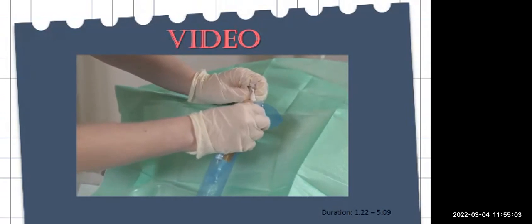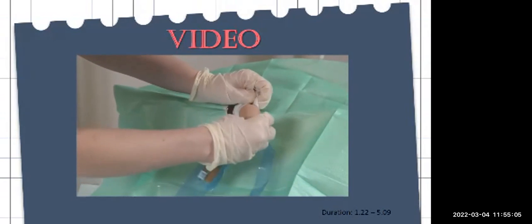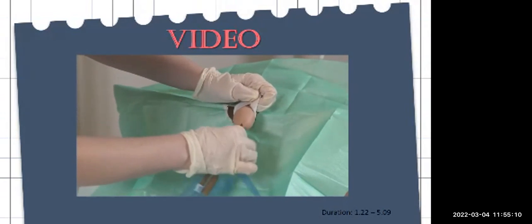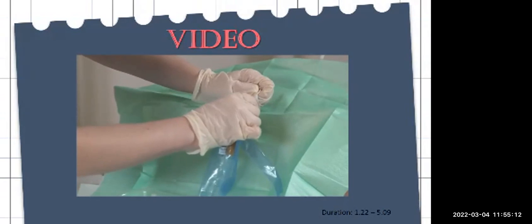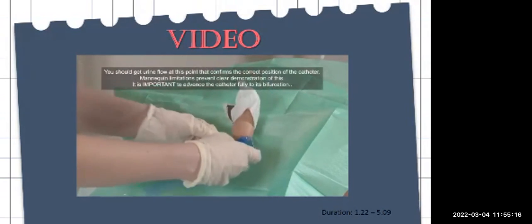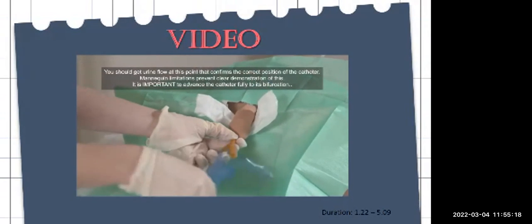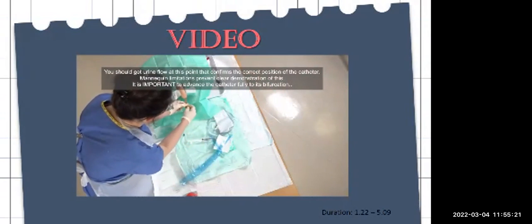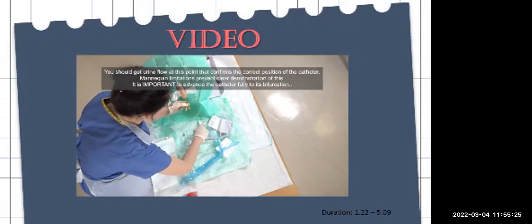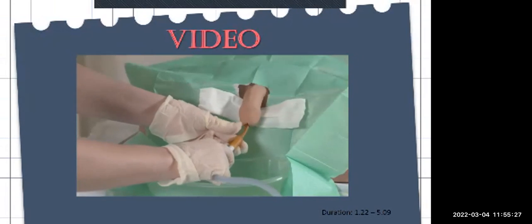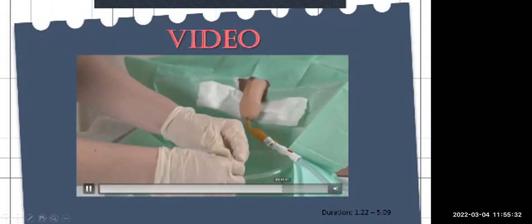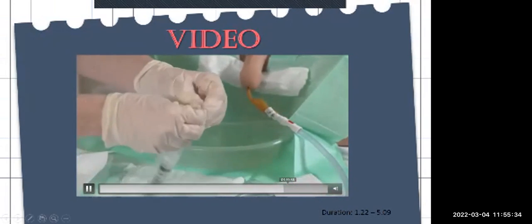You want to extend it right up until the bifurcation, if possible. Okay, then we'll remove this plastic. So at this point, the urine should be coming out. If it isn't, it may just mean the patient needs to be repositioned. But we can place the bag onto the end of the catheter, then using our other syringe, inflate the balloon.